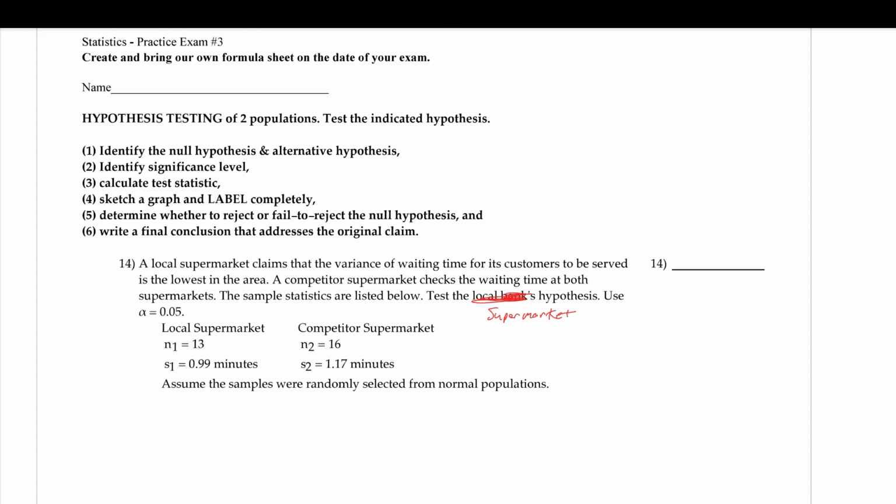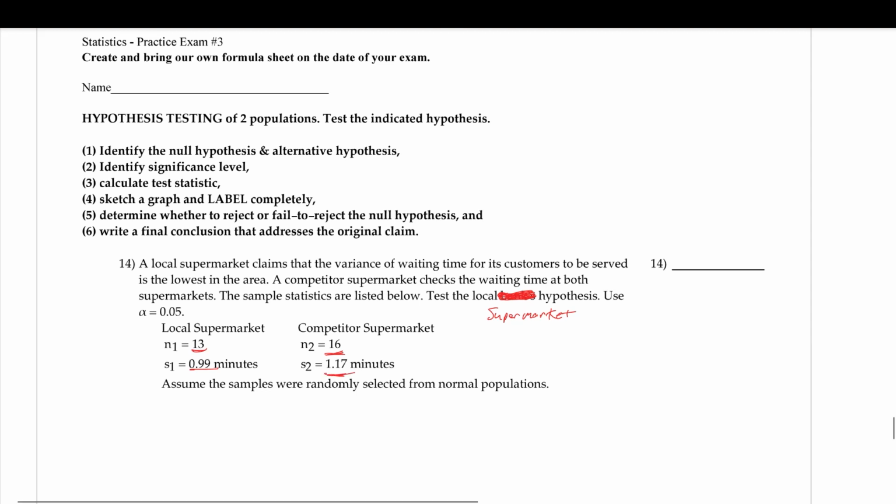A competitor supermarket checks the waiting times at both supermarkets. The sample statistics are listed below. Test the local supermarket's hypothesis. Use a 5% level of significance. Okay, so they're giving us some data here. At the local supermarket, there were 13 customers, and the standard deviation of these 13 waiting times was 0.99. The competitor measured 16 customers, and the sample standard deviation of those 16 customers' waiting times was 1.17.